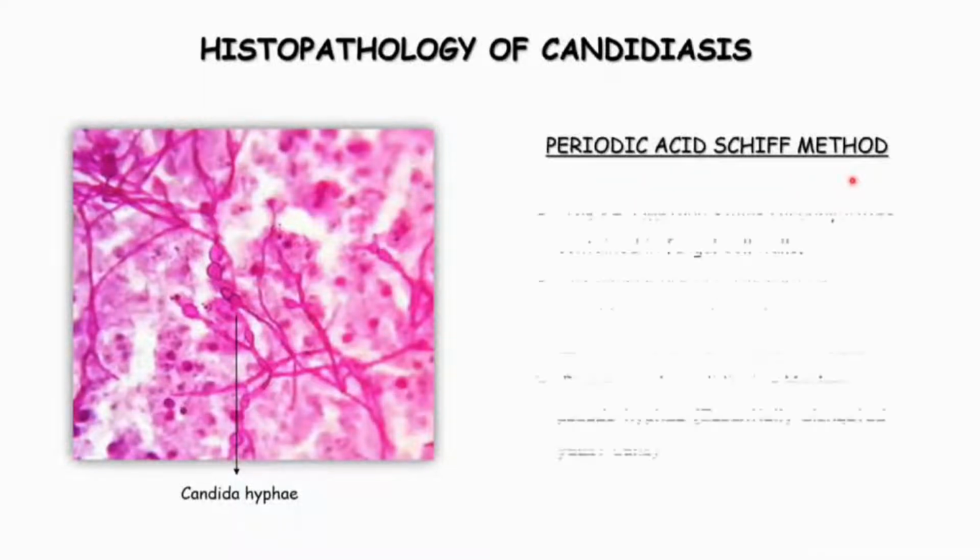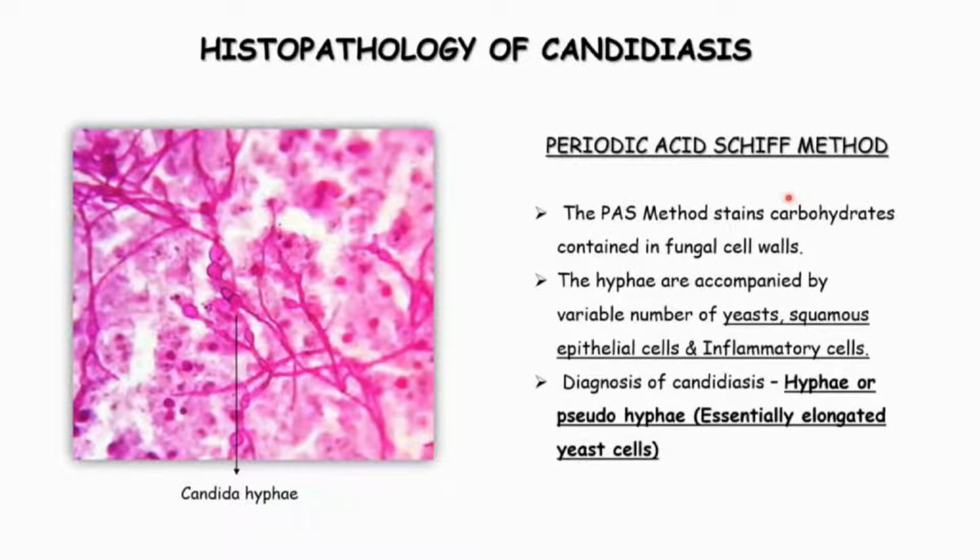The candidal hyphae and yeast are readily identified on staining with the periodic acid Schiff method. Organisms are identified by the bright magenta color imparted by the stain. It basically stains the carbohydrates contained abundantly in the fungal cell wall. The hyphae are about 2 micrometers in diameter. They may show branching and vary in length.